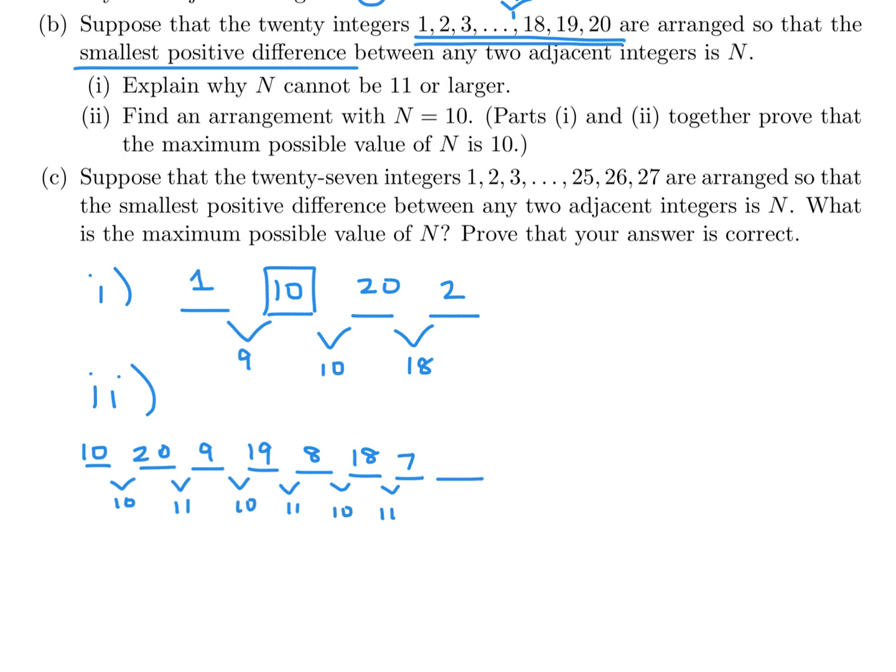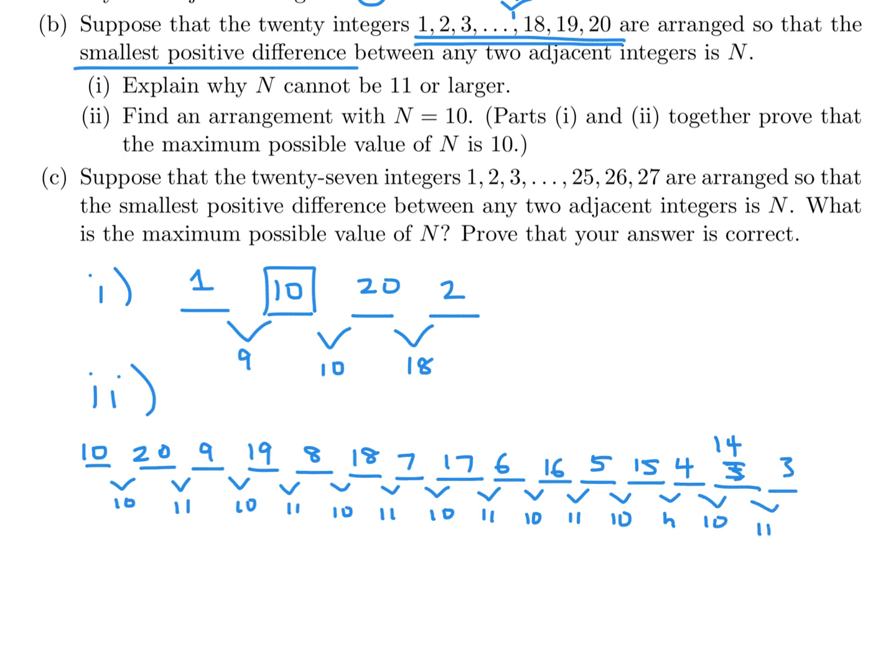The difference I'm talking about. 17 is 10. 6 would be 11. 16 is 10. 5 is 11. 15 is 10. 4 is 11. 3, well, hold on here. 14. Let's put 14 here. That would be 10. And then 3 would give me 11.